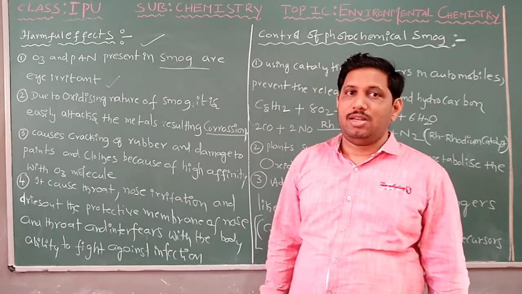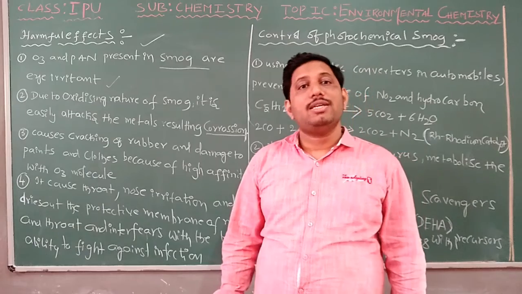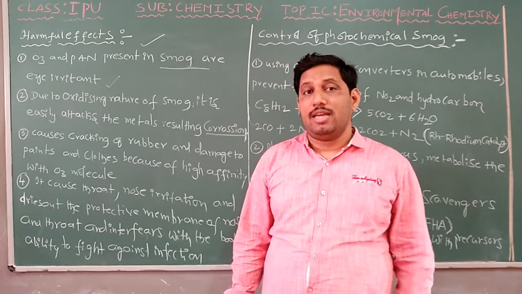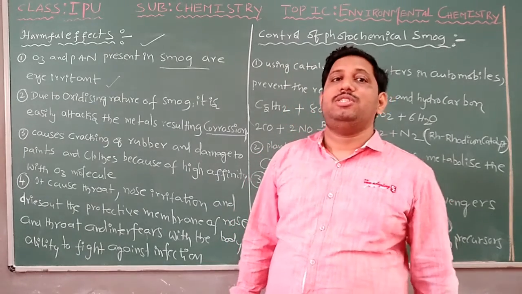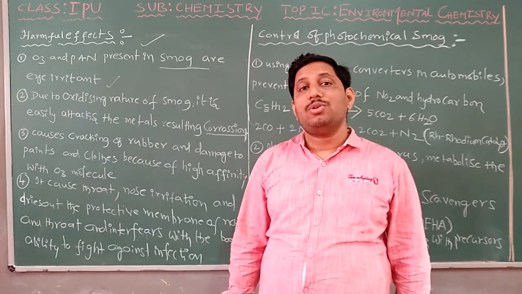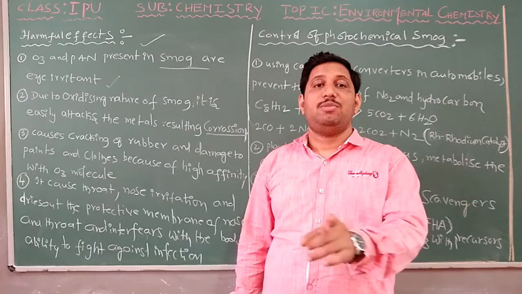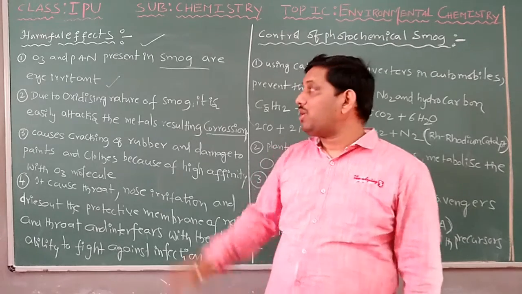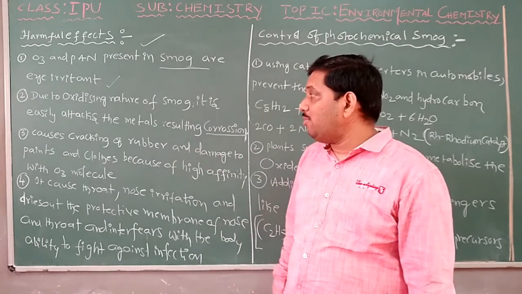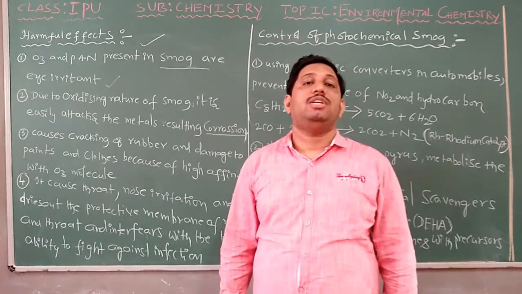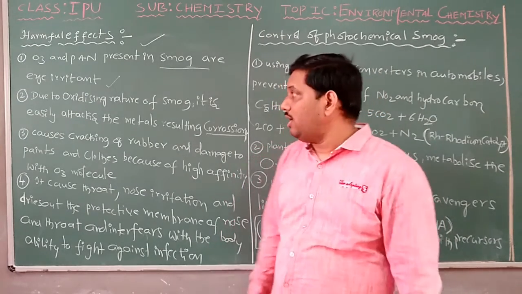In the examination they will ask, which of the following smog can corrode the metals? Classical smog, photochemical smog, both, none of the above. Photochemical smog attacks the metals, resulting in corrosion. Clear, students? Right. Next one.